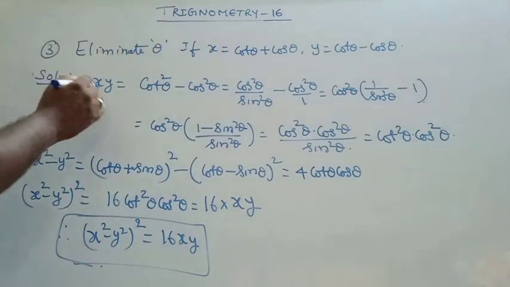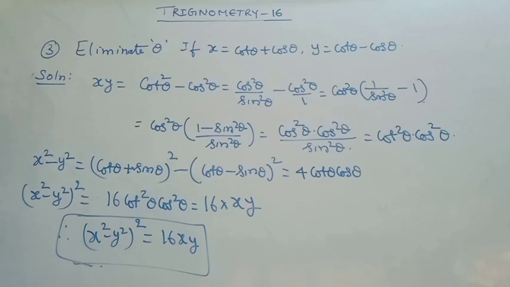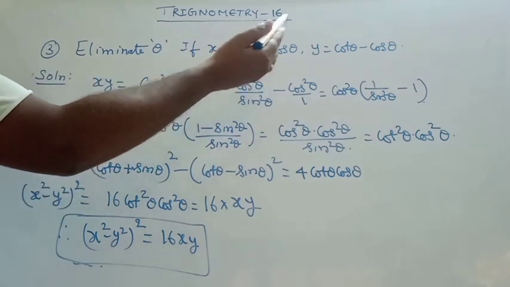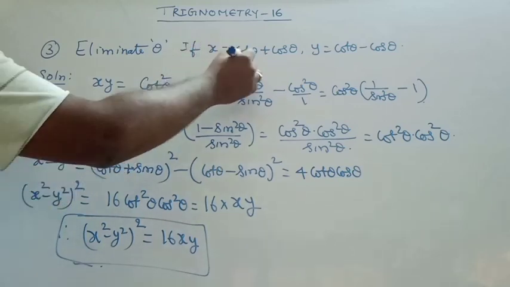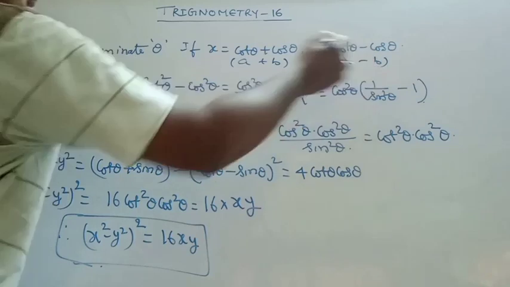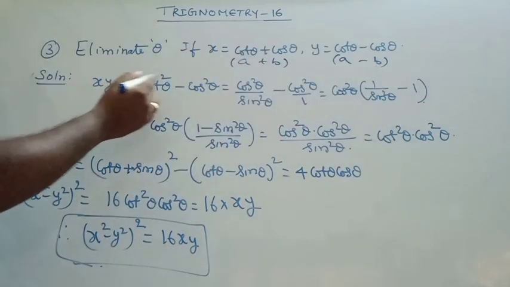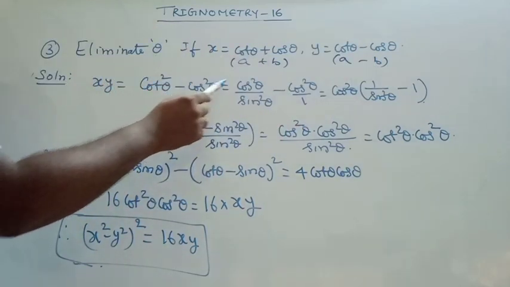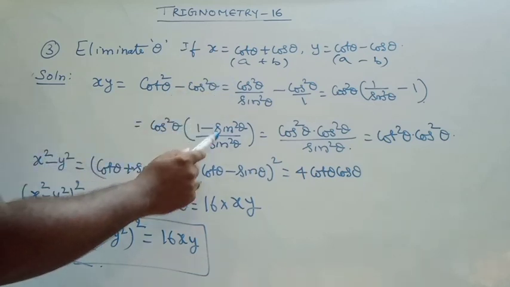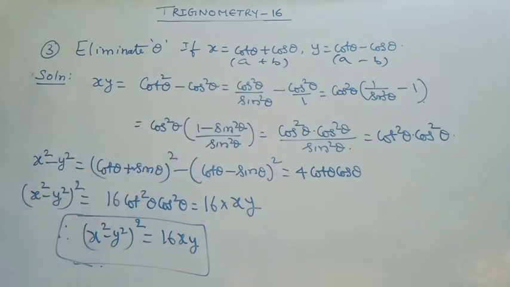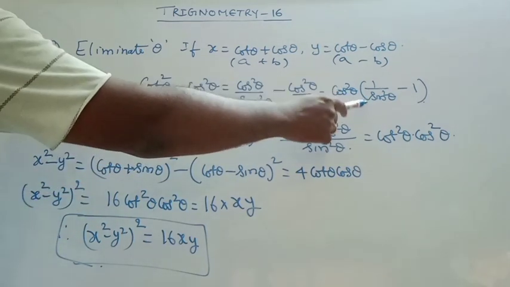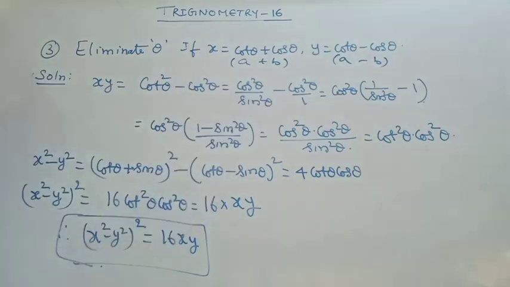Now you take xy is equal to cot theta plus cos theta into cot theta minus cos theta. That is something like a plus b into a minus b, which is a square minus b square. So we write cot square theta as cos square theta by sin square theta, minus cos square theta. You take cos square theta common, then it becomes 1 by sin square theta minus 1.